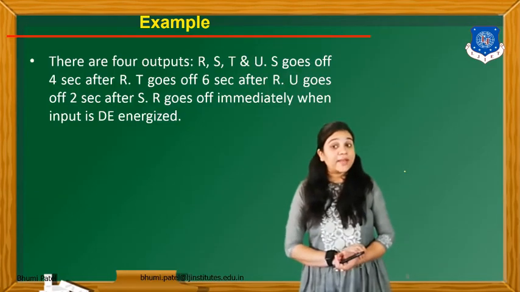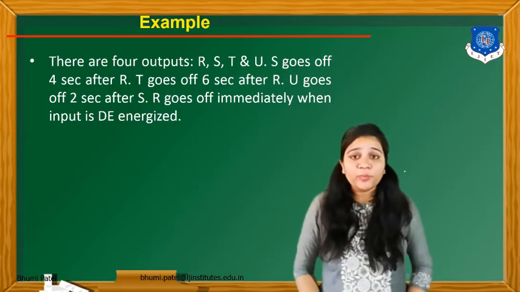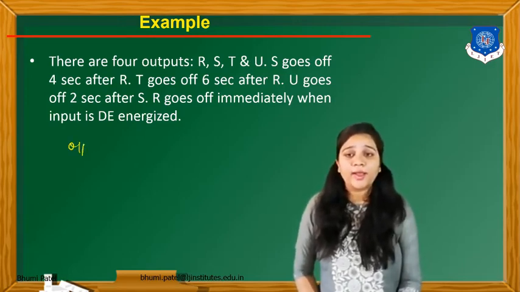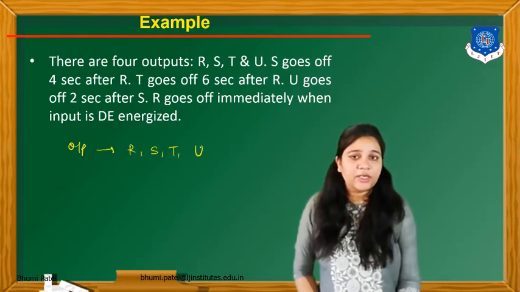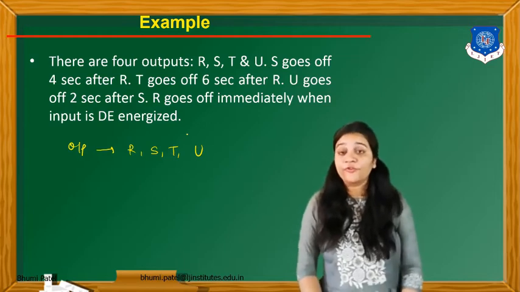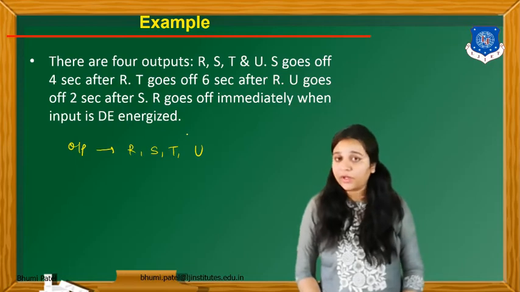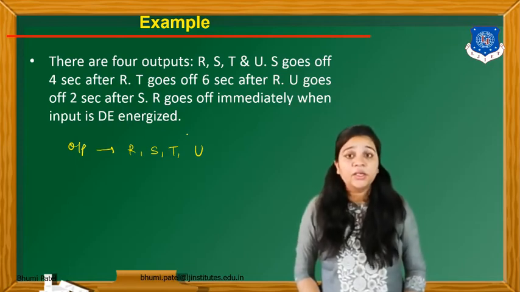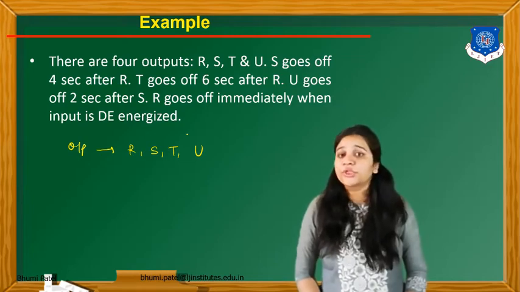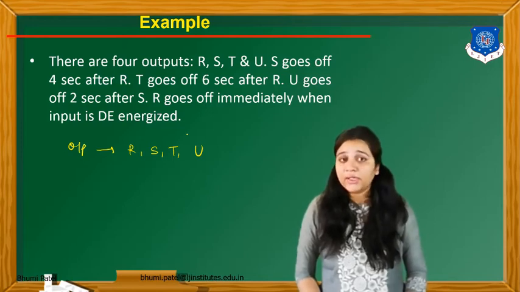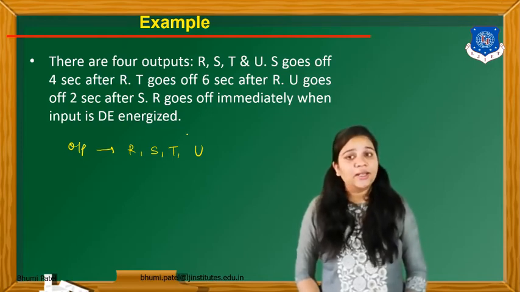Clear? Okay, the next program is there are 4 outputs R, S, T, U. So they are already given, we have 4 outputs and the names of the outputs are R, S, T and U. S goes off 4 seconds after R. This is the first condition. T goes off 6 seconds after R, U goes off 2 seconds after S, and R goes off immediately when the input is de-energized.